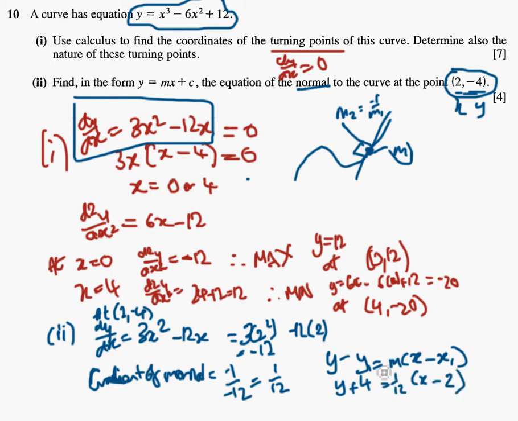And then it wants it in the form y equals mx plus c. So you just take away 4 from the left-hand side and you get y equals a 12th x, minus 2 times a 12th, which is minus a 6th, plus 4, which means we get 3 and 5/6, which is 23/6, and that's the answer. Lovely.